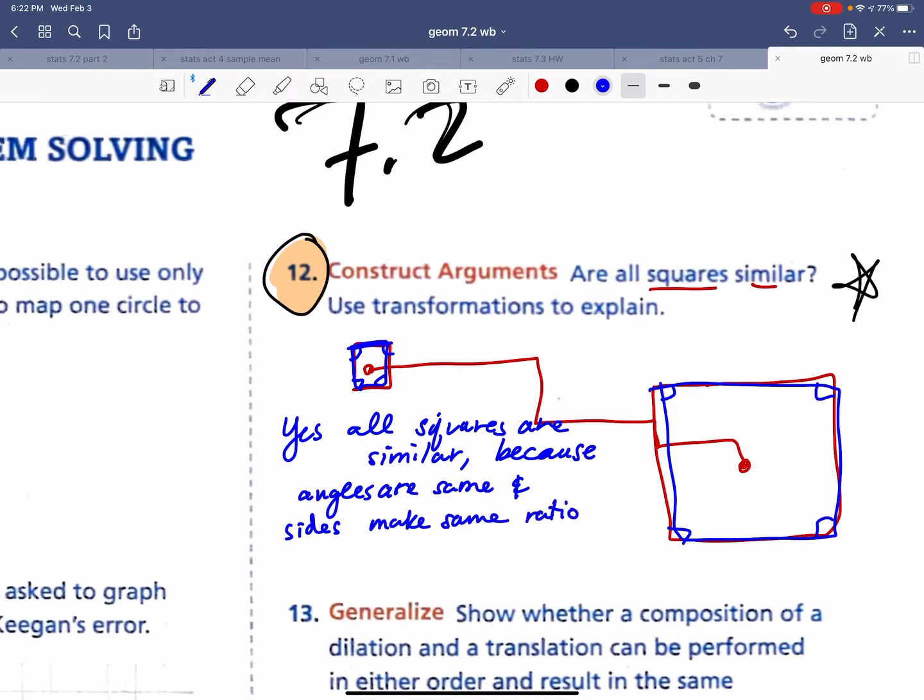If the top corresponds here, maybe this is 2 units, and this one is 10 units. We could make a ratio there, 10 over 2. Picking another side, this is also 2 and this is also 10. Picking another corresponding side, notice their sides make the same ratio. Their sides make a ratio of 5. So all squares are similar because their angles are the same and the sides make the same ratio every time.